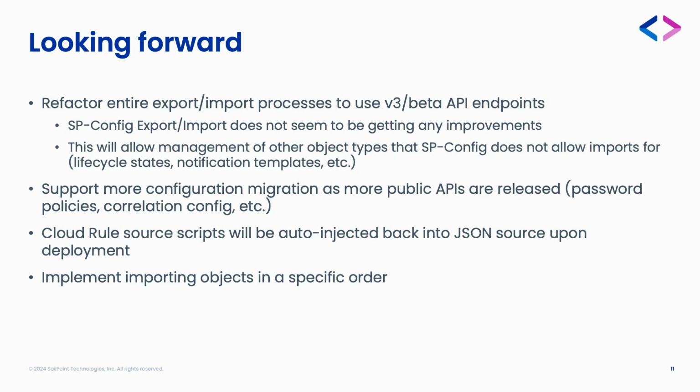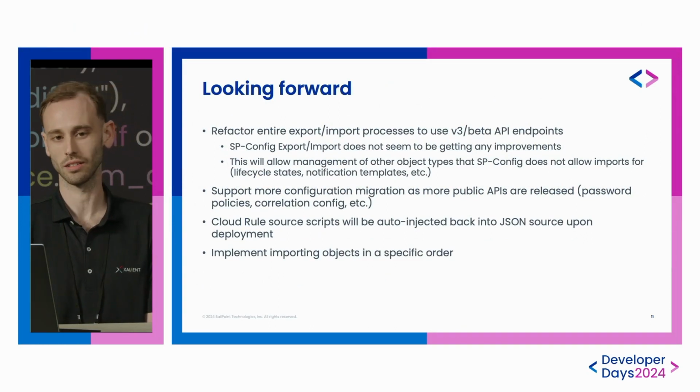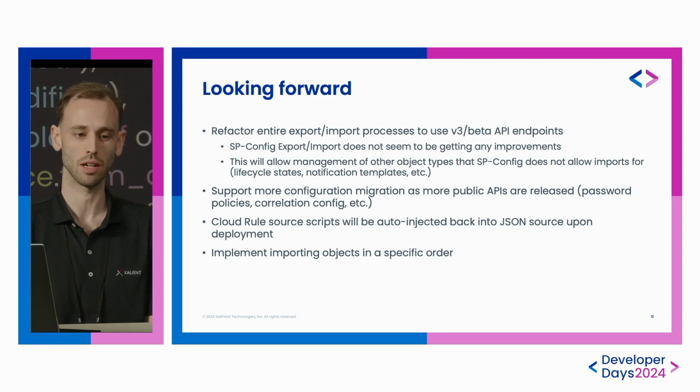Notification templates, for example, are a huge object that you're going to want to easily migrate up through environments, and SPConfig does not allow for importing of those today, and that's something that we're going to want to help our customers with. So, refactoring this will help us with that. Supporting more configuration migration as more public APIs are released. So Colin's doing a great job of keeping us all updated on things such as correlation config and running unoptimized account aggregations and things like that.